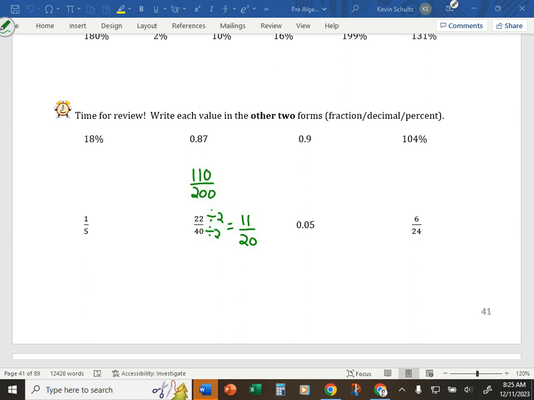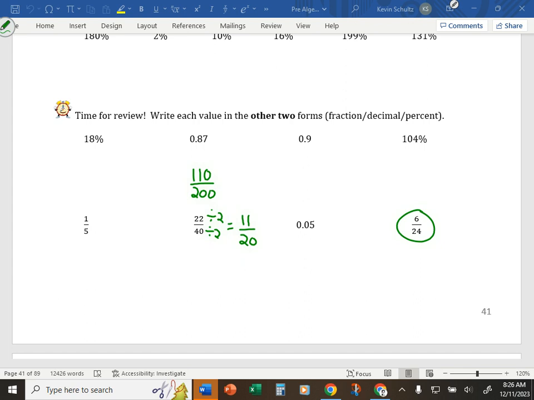You have a similar situation with this last one here, 6/24. That 24 is not friendly. It's close, but not quite. How can we manipulate 6/24 to make that denominator something friendly? 24 times 5 is 120. Think smaller numbers. Think division here. We could divide by 2. That gives us 3/12.